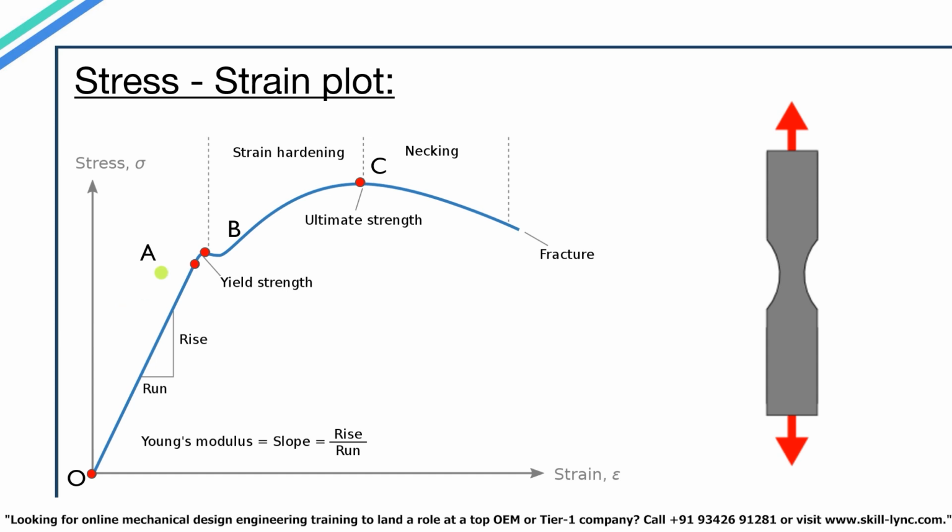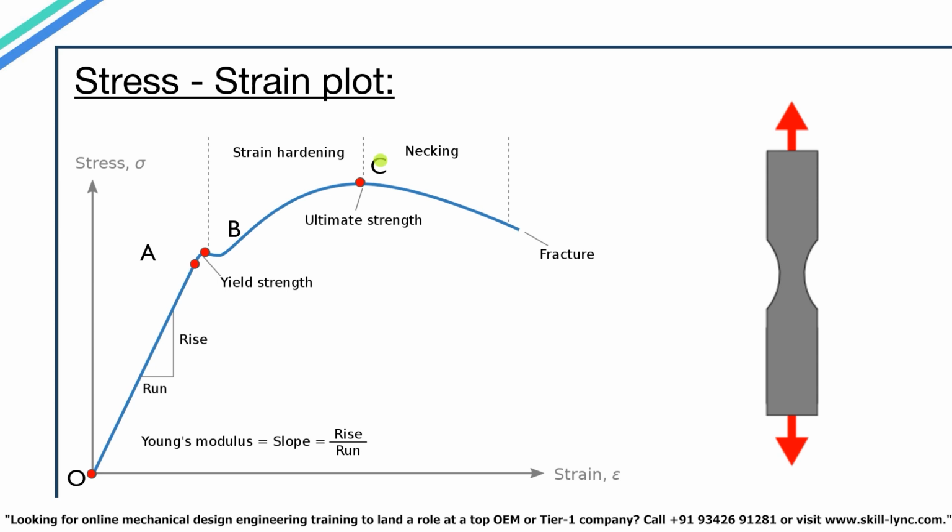So in these plastic regions, even for very small increases in the stress value, the material deformation is very high. And this continues up to point C. So the point C at which the material starts breaking is the highest stress value that the material can withstand and is hence known as the ultimate tensile strength of the material.